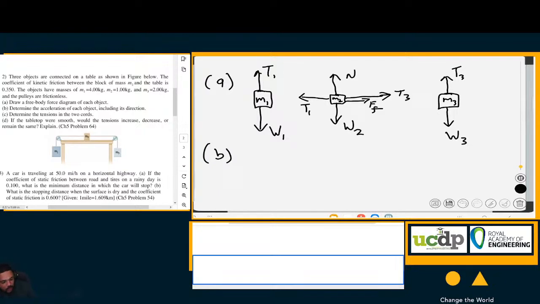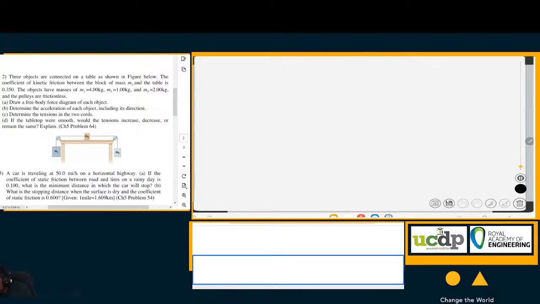Okay. Now I'm going to erase this. Okay. Hope everyone understands how we got to that. We just drew all the forces that were acting on each of these blocks. Now for B, we need to calculate the acceleration for each of those blocks.